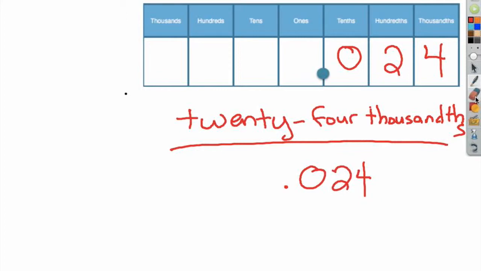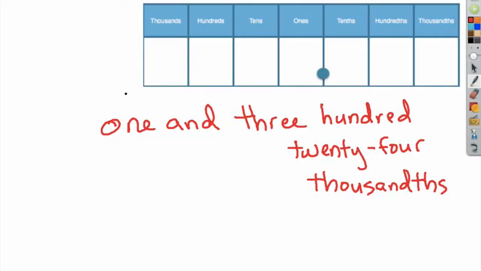Let's look at another problem. Okay, word form: 1 and 324 thousandths. Write that on your place value chart in standard form.